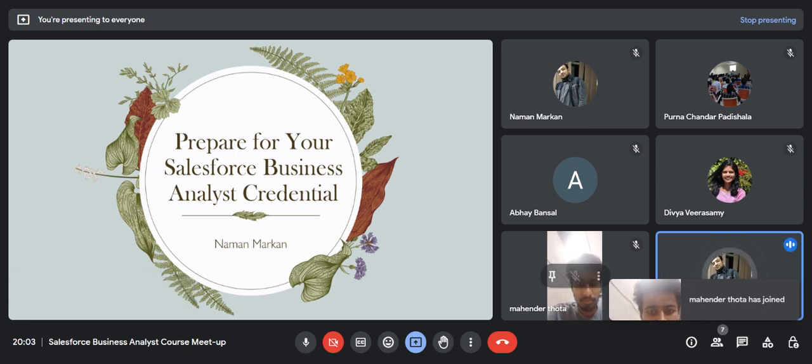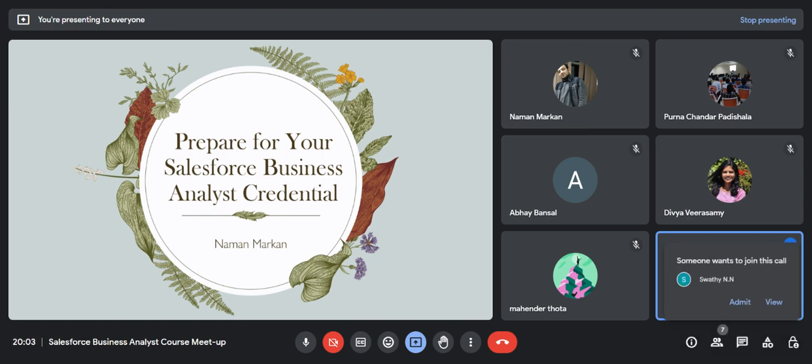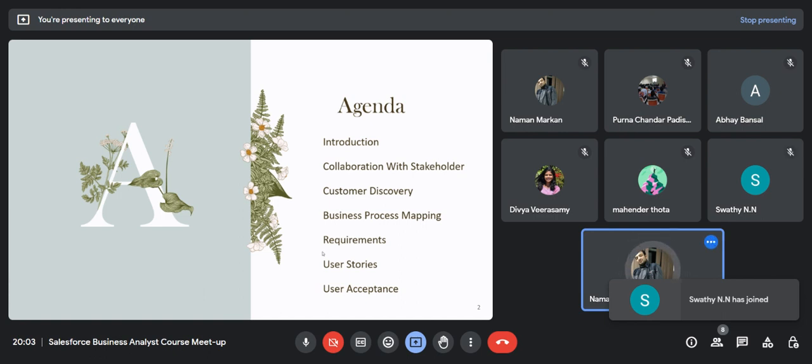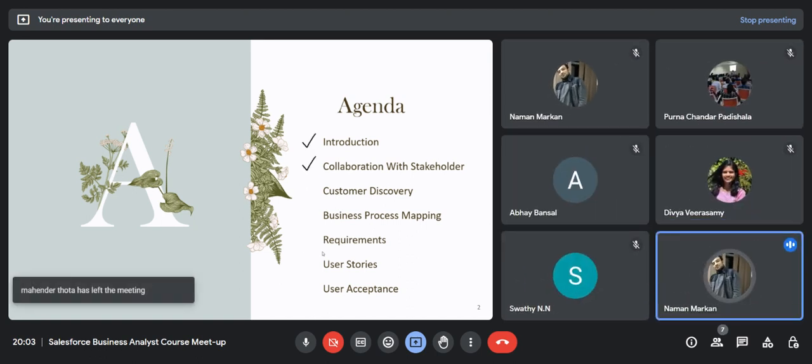So, what we have covered so far is the introductory part of the business analyst, like what exactly we have to do, and then the collaboration part. We moved forward with customer discovery, and with our business process mapping. Today onwards, we are talking about the requirement purposes, and then we will move forward with user stories and user acceptance.